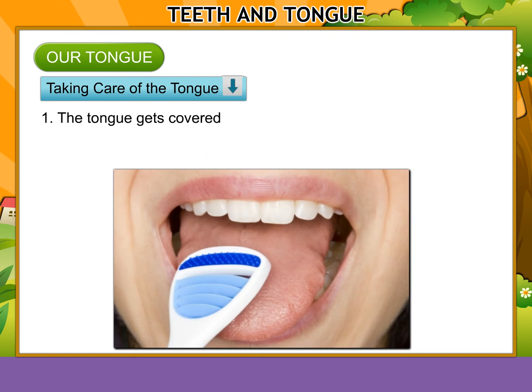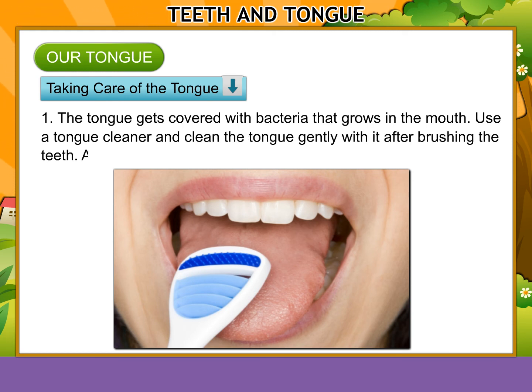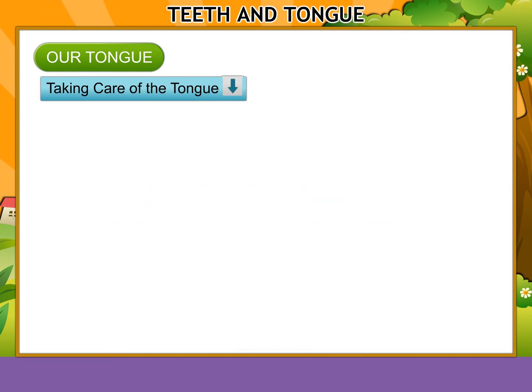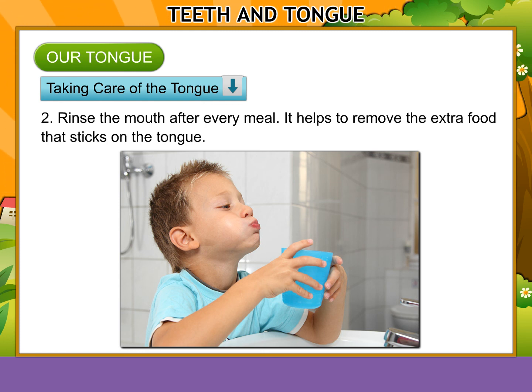The tongue gets covered with bacteria that grows in the mouth. Use a tongue cleaner and clean the tongue gently with it after brushing the teeth. An unclean tongue causes bad breath and plaque. Rinse the mouth after every meal. It helps to remove the extra food that sticks on the tongue.